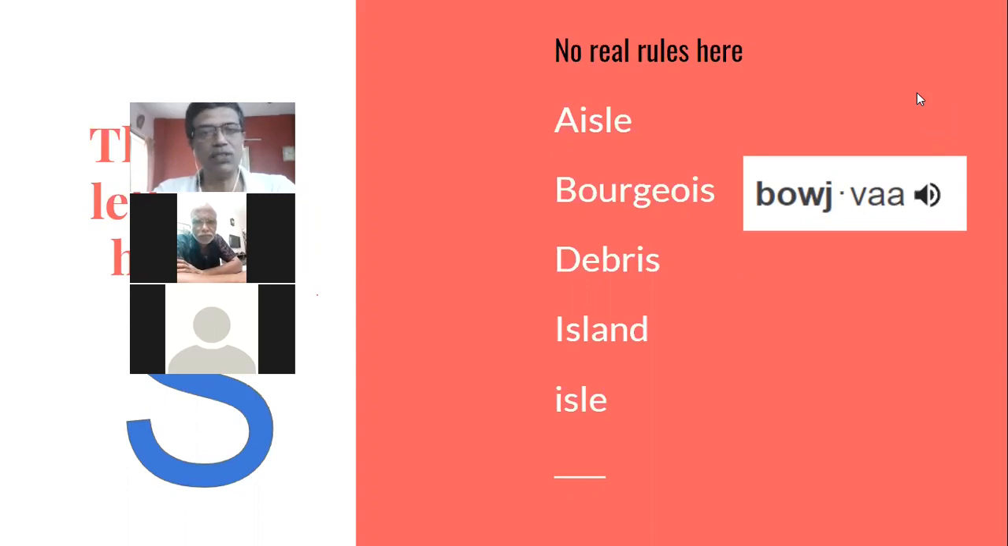The first and the last word, aisle and isle, are pronounced the same way. It's the aisle, A-I-S-L-E. You find it in supermarkets, between two shelves, the place where you walk and pick up things. That's the aisle. And I-S-L-E is a small island.